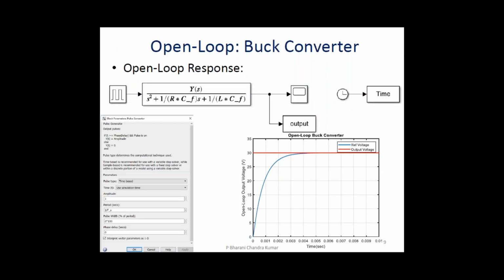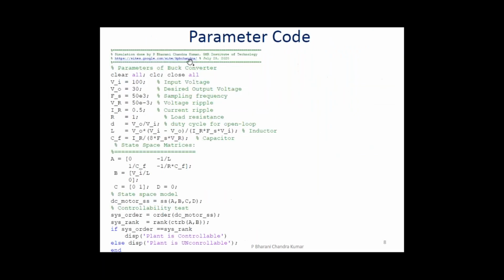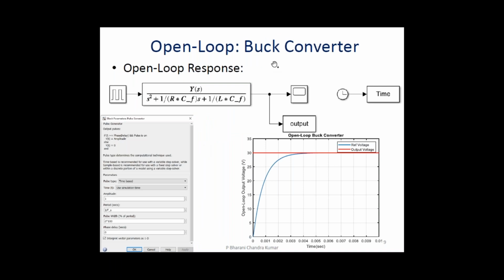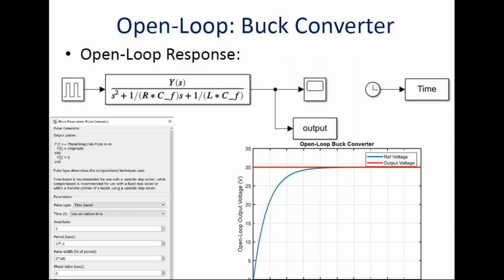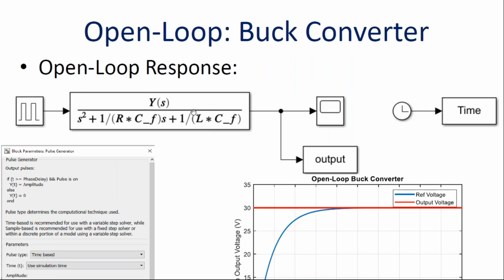You have to save this parameter file with some name. You can give buck underscore parameters or so on. If you run this code, all the variables you are seeing here will be stored in the workspace. And now I'm going to show you how to do the open loop control and the closed loop control. So this is the transfer function we have seen there. The same transfer function we have seen in slide numbers 2 or 3. You know how to build this one.